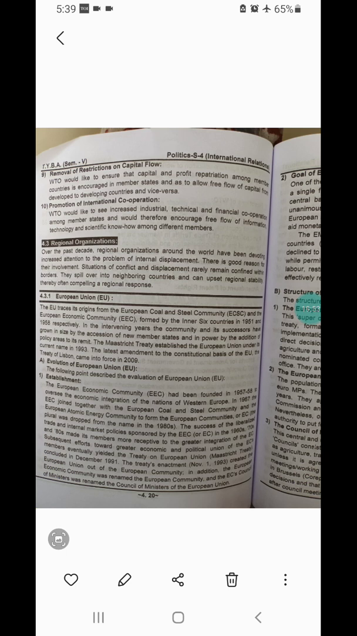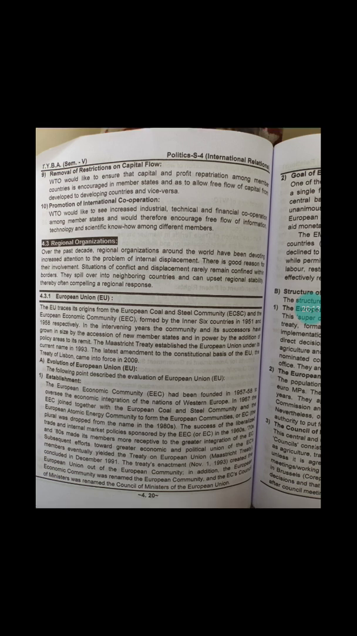Then European Union, EU. The EU traces its origin from the European Coal and Steel Community and the European Economic Community formed by the inner six countries in 1951 and 1958 respectively. See, ये जो EU है, EU का origin कब से है? जब से यूरोपियन कोल एंड स्टील कम्युनिटी फॉर्म हुई है and the European Economic Community, that is from the inner six countries in 1951 and 1958 respectively.